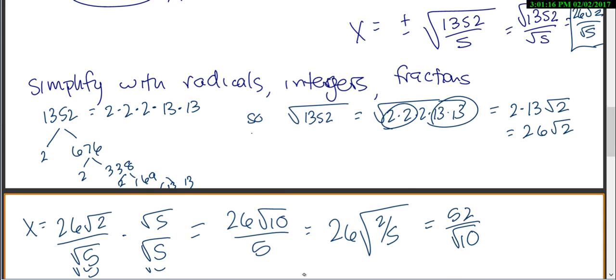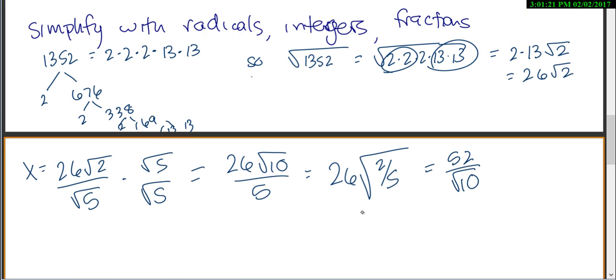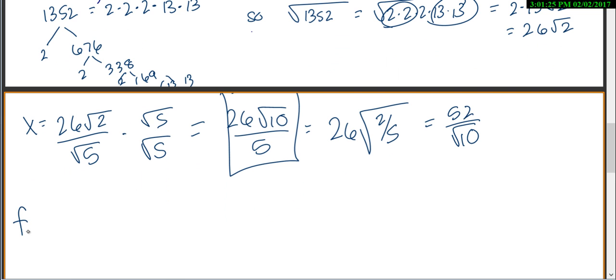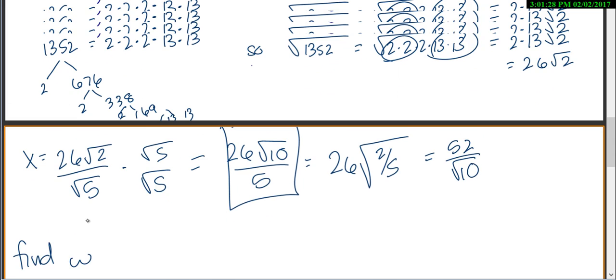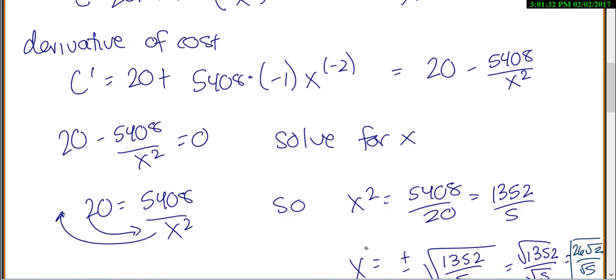So there's lots of different ways you can simplify this. Any of these answers really should probably be accepted as correct. Okay. I'm going to choose this one. So we have our x. Now we just need to find w. Well, far, far above, we said that w is equal to 208 over x.